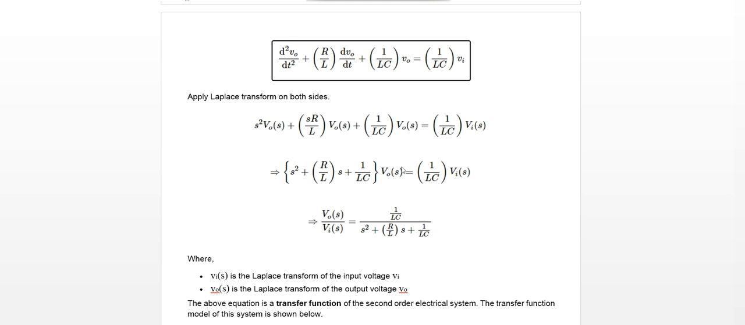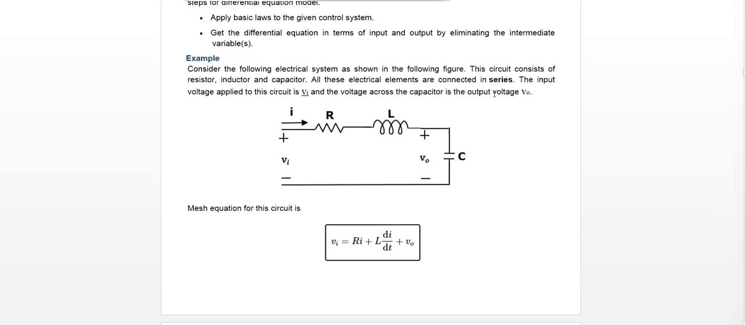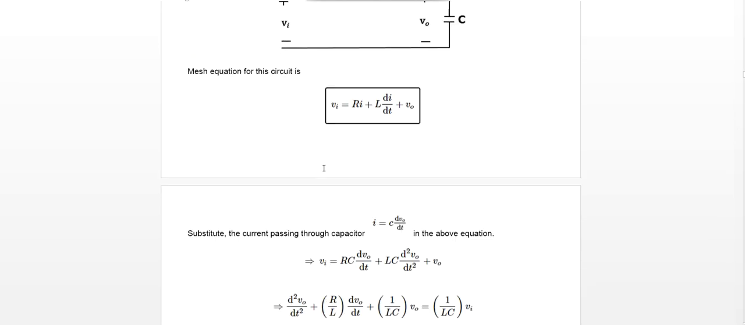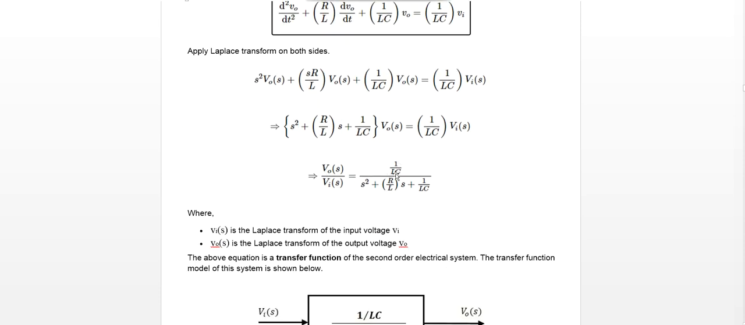So simplifying, we have Vo(s) and on the right side we have Vi(s). So the Vo, the output, divided by the input, that's the transfer function. So if we get the transfer function, that would be 1 over LC divided by the quantity s squared plus R over L times s plus 1 over LC, where Vi(s) is the Laplace transform of the input vi and Vo(s) is the Laplace transform of the output vo.